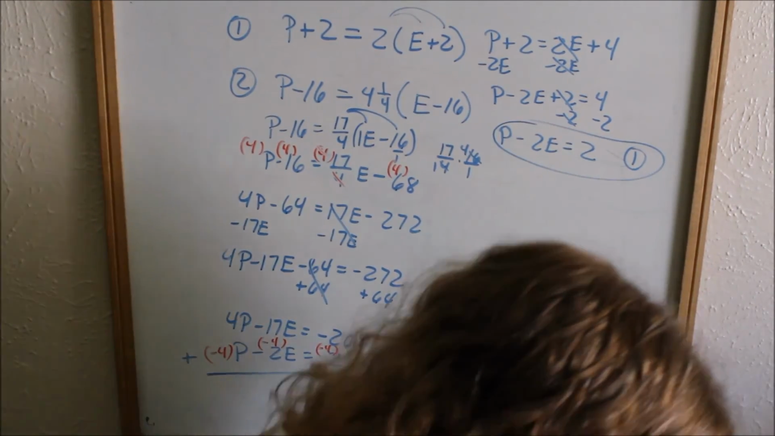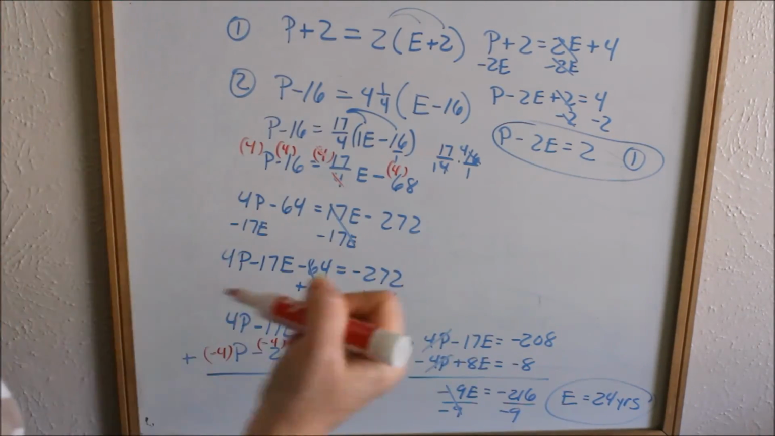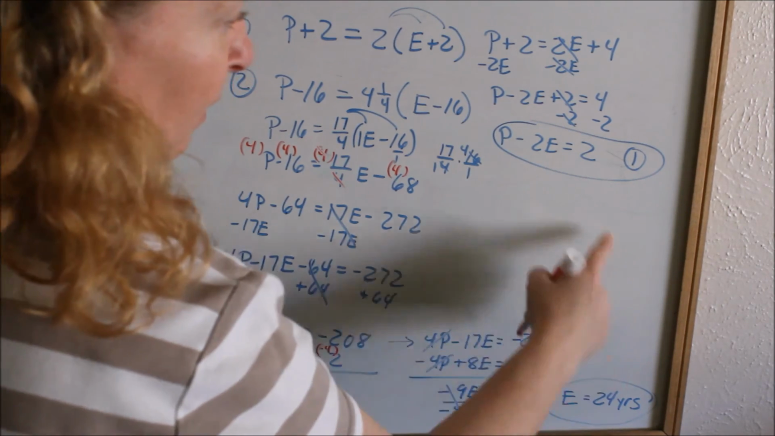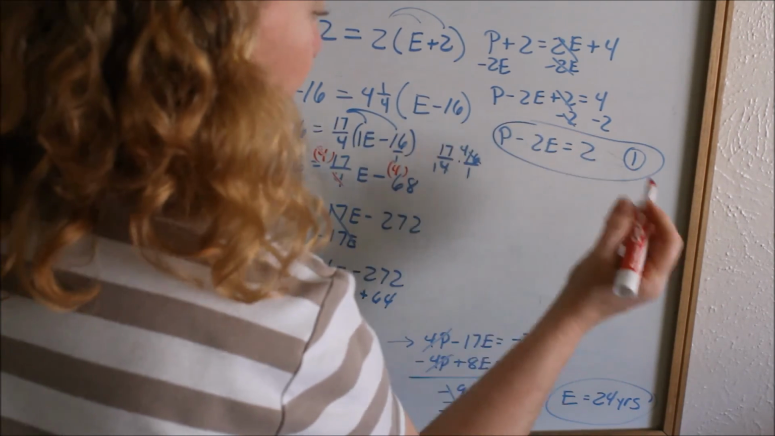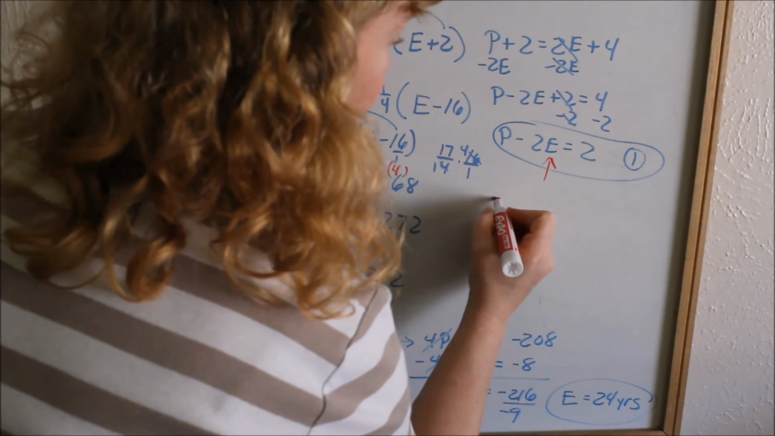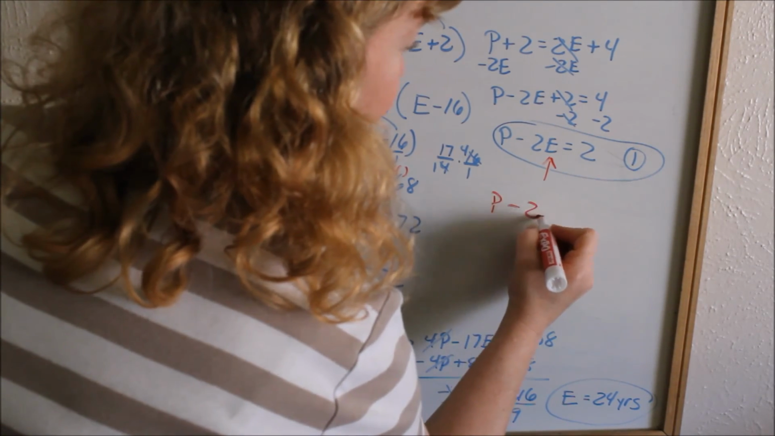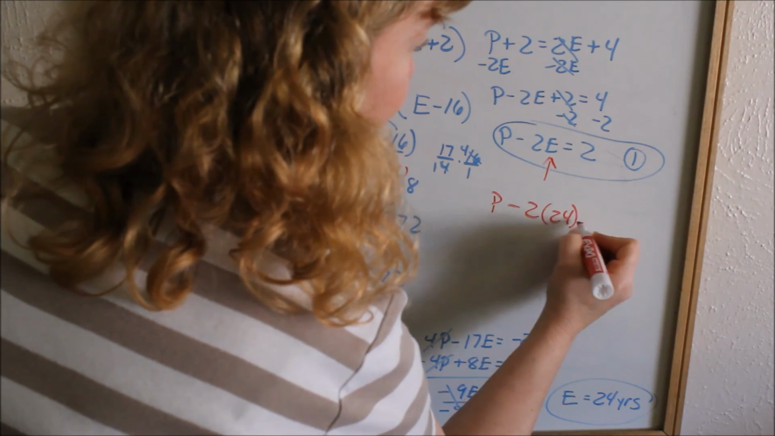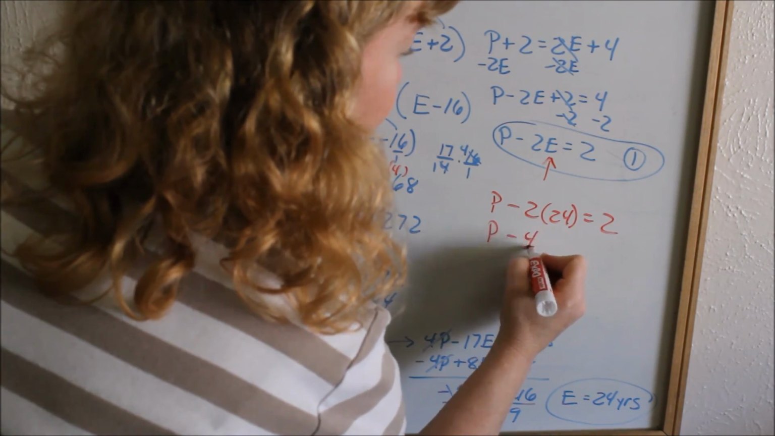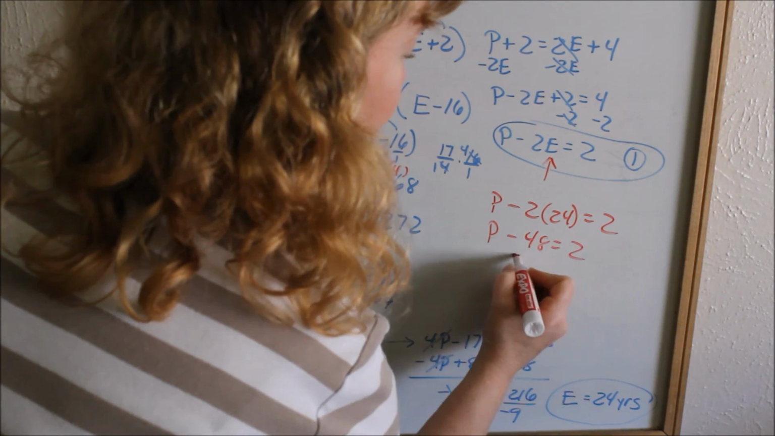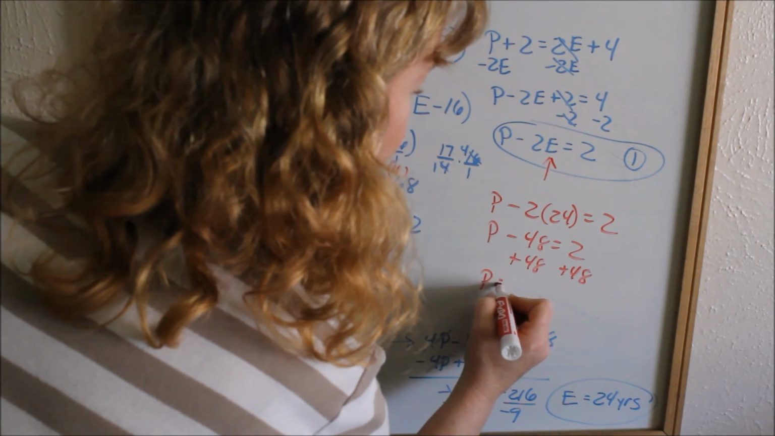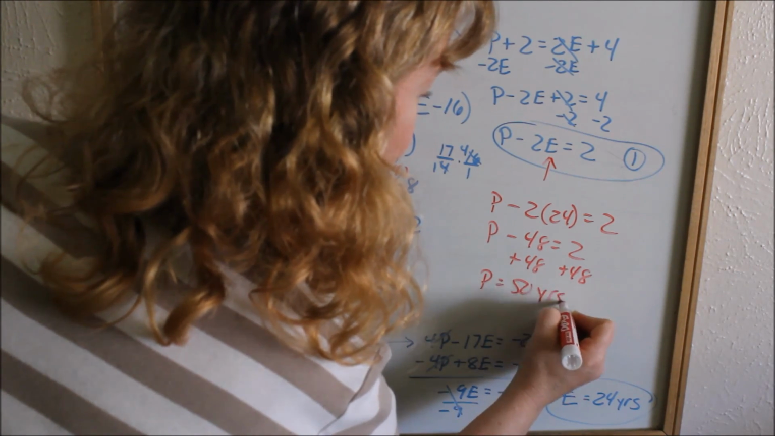Then to solve for Phil's age, you take this, plug it back into one of your equations, okay? I'm going to plug it in right there. So there's how old we said Evan was. So Phil is 2 times Evan. So P minus 48 equals 2. Add 48 to both sides. So Phil is 50 years old.